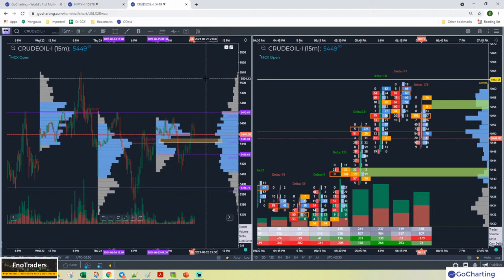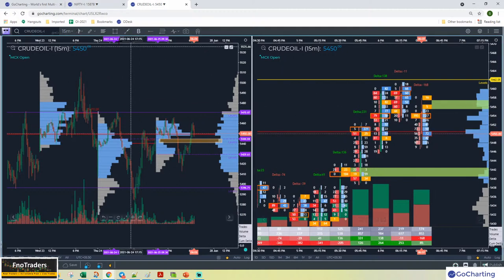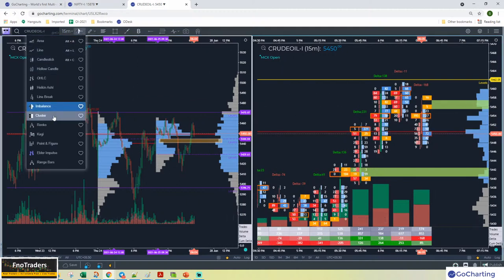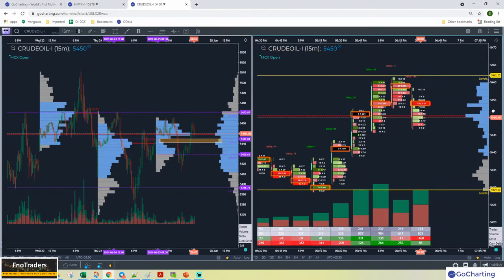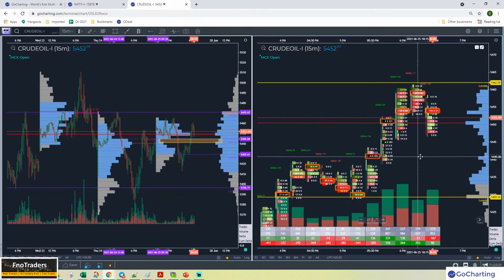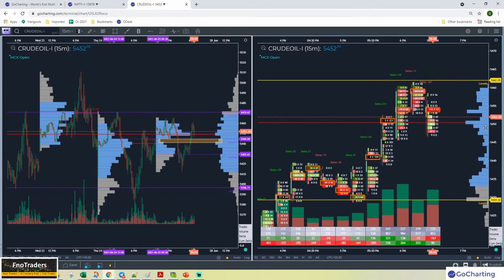Ramesh, okay, I use cluster also. I'm just trying out imbalance for some time, nothing specific. Okay, I actually use cluster. I like this view. Okay, the bid-ask cluster, this one. I'm just trying to experiment with imbalance, nothing else, for some time.